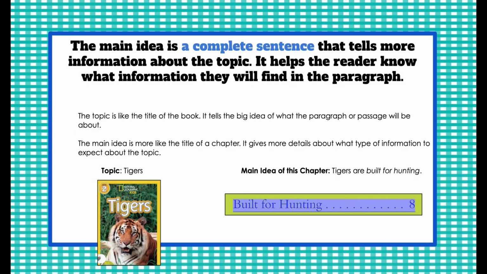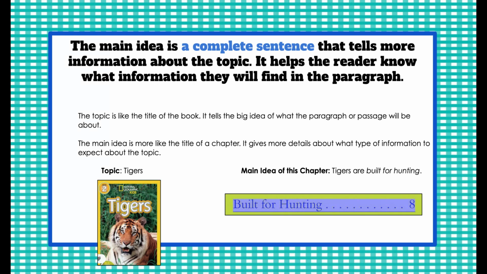All right, the main idea is a complete sentence, and it tells more information about the topic. It helps the reader know what information they will find in the paragraph. So the topic is like the title of the book. Usually the title of a book is just a few words or phrases, sometimes even just one word. It tells the big idea of what the paragraph or passage will be about.